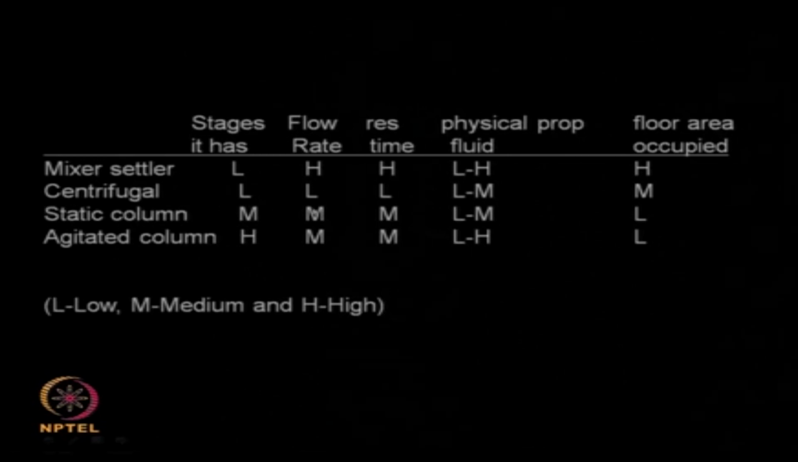So the column designs occupy less space, and if you look at agitated columns, then it also has a large number of stages. That is why industrial scale operations are always done in agitated columns rather than mixer settlers. Mixer settlers are very cheap, I just require 2 tanks, but it has a lot of disadvantages when compared to, say, an agitated column, where the design needs to be properly organized, but it has many advantages when compared to the mixer settler.